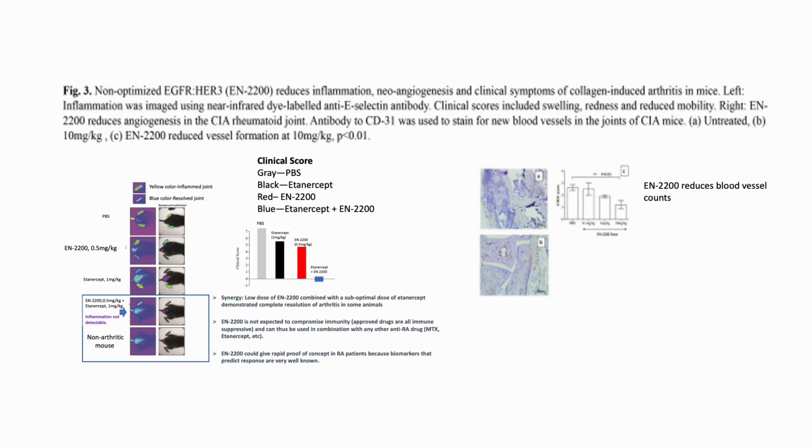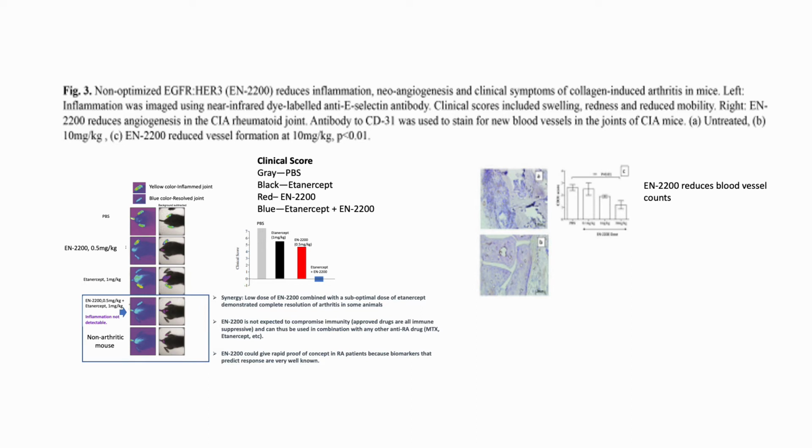Mice treated with EN2200, the non-optimized ligand trap, have reduced inflammation. Similarly, mice treated with etanercept have reduced inflammation. When EN2200 is combined with etanercept, we see complete resolution of disease in some mice. This is also shown in the middle panel as clinical score, which is measured by redness of the joints, mobility of the mice, stiffness of the joints.